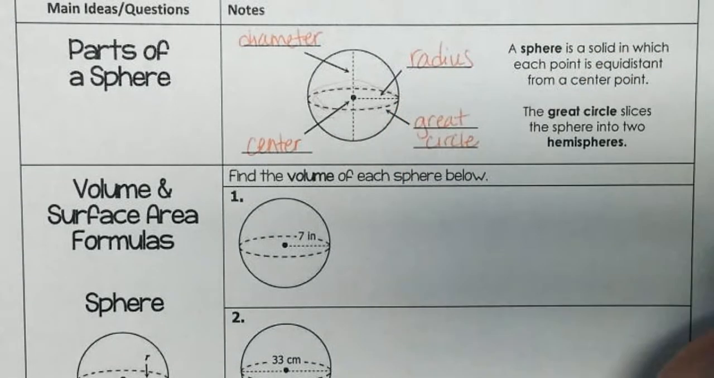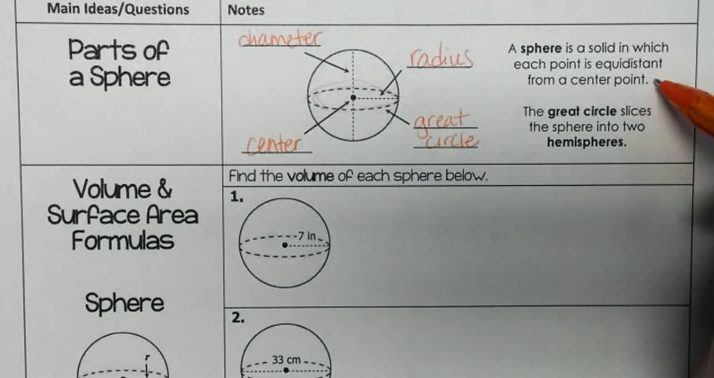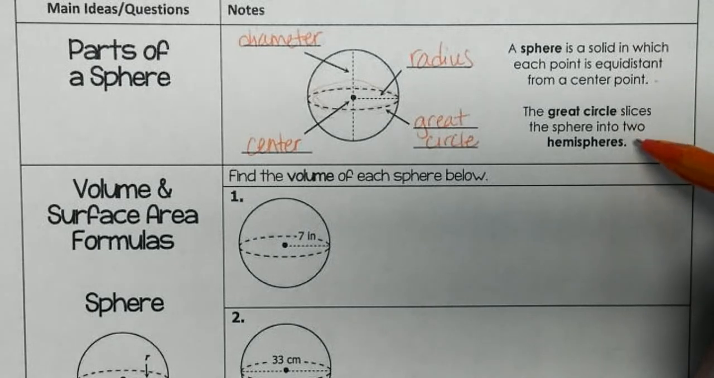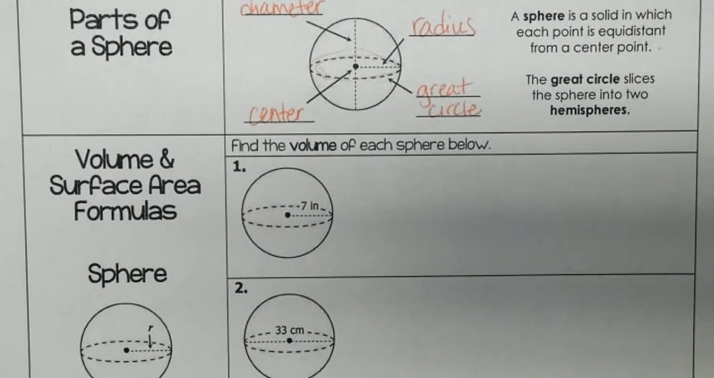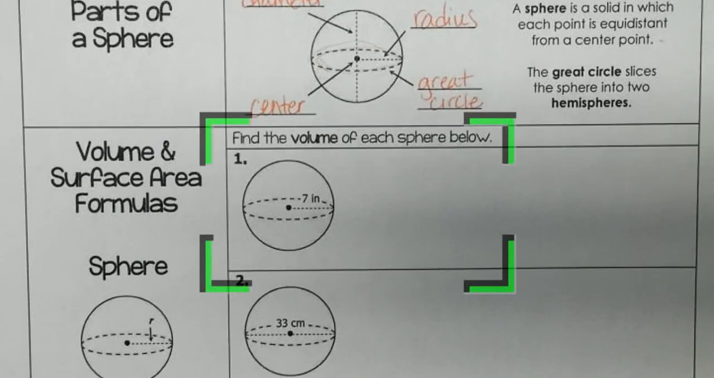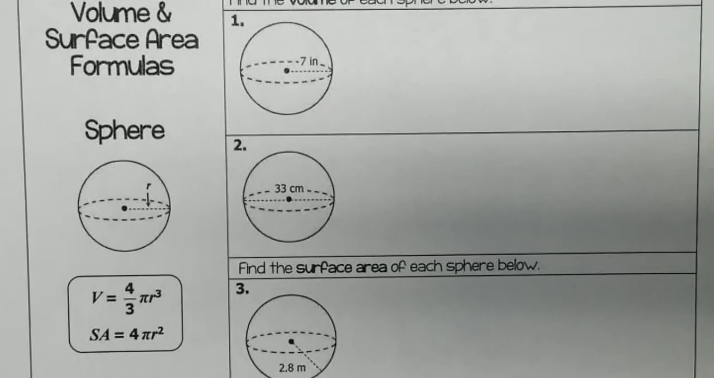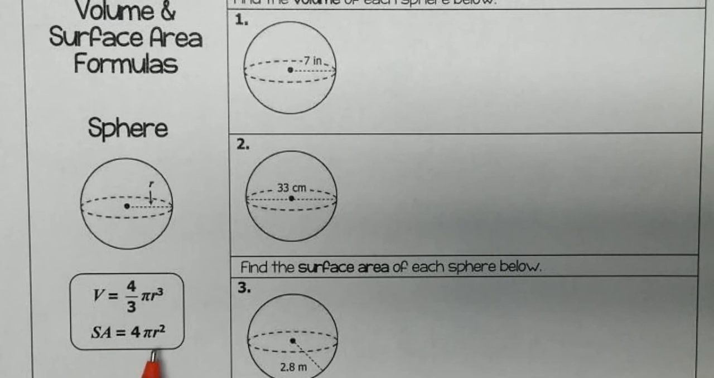So it says a sphere is a solid in which each point is equidistant from a center point. We've seen that definition before. And the great circle slices the sphere into two hemispheres, so it cuts it in half, okay? So we're going to look at volume, and then we're going to look at surface area of these spheres. It gives it to you in the left-hand box here, volume and surface area. And all you need in these is the radius, and then you can find everything else, okay?